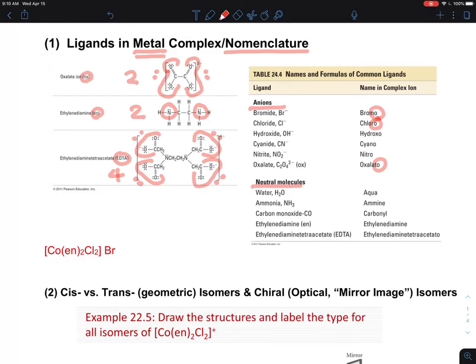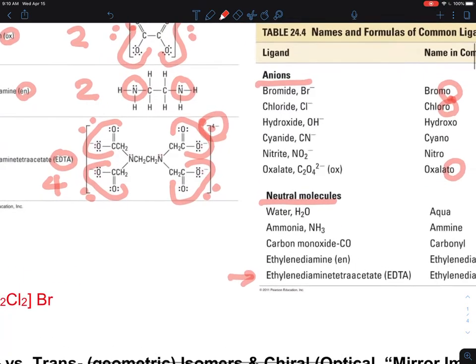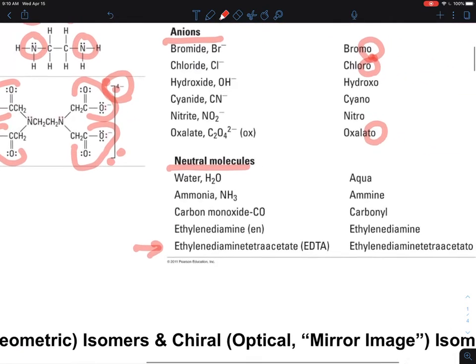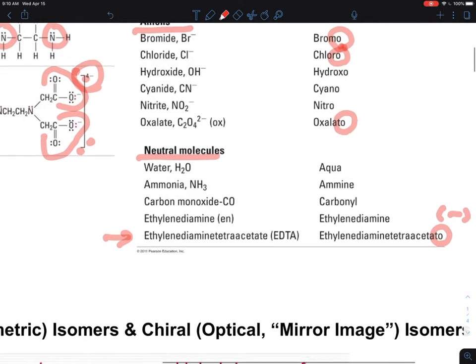The thing that I find funny is that if you look at the EDTA, it has a -4 charge here, right? You see the -4 charge there? I don't know why they put it in as a neutral molecule. The name says that it is a negatively charged molecule, right? But I think they made a mistake and put it in the wrong place.